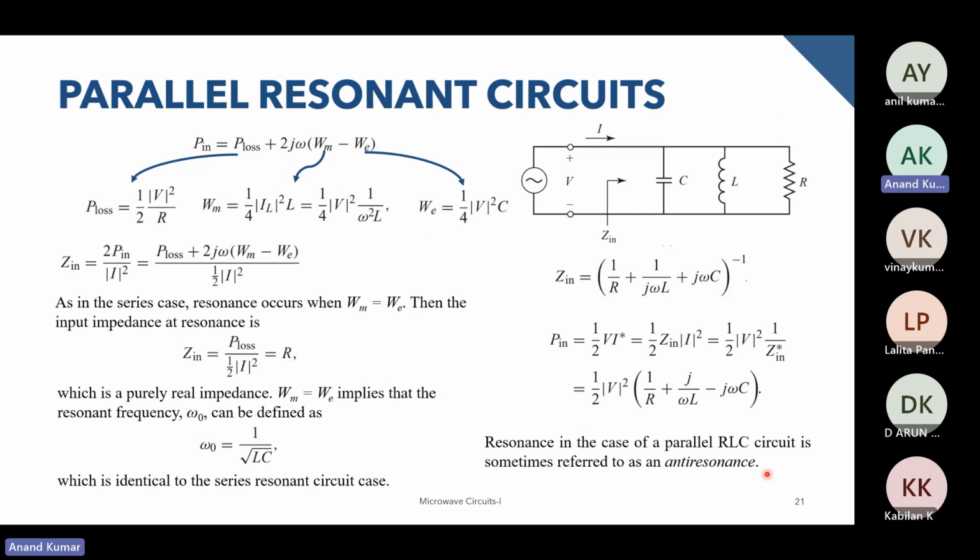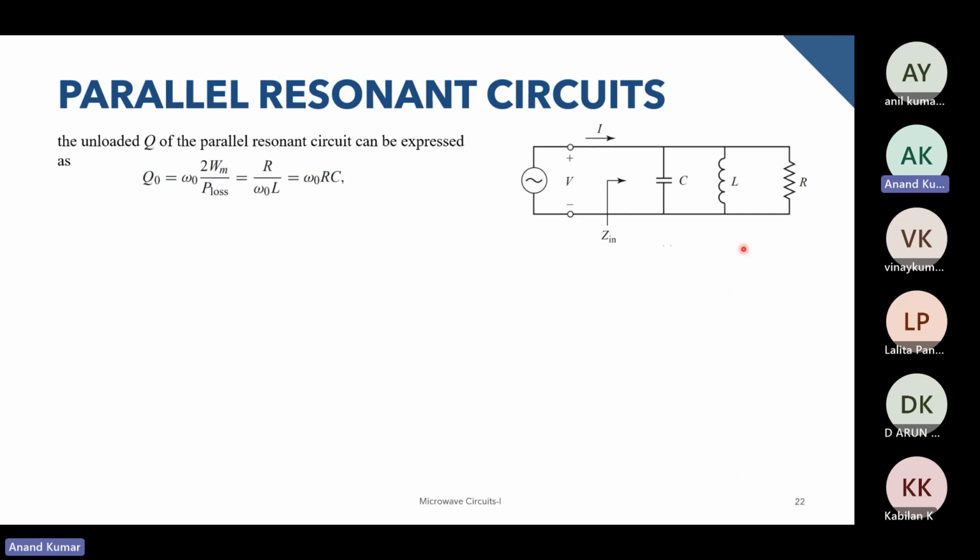And just to know, resonance in the case of a parallel RLC circuit is sometimes called anti-resonance, and we'll see one plot over here sometime. The input impedance versus frequency plot, visually you can see, is upside down. So we'll see that. Before that, let's just look at the unloaded Q of this parallel resonant circuit, and this turns out to be omega naught RC, or R by omega naught L.